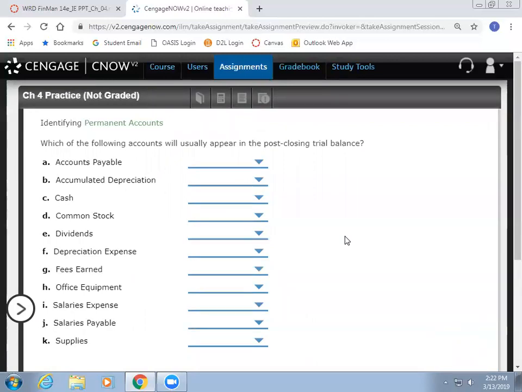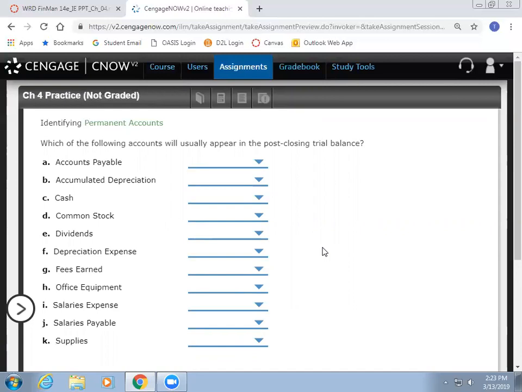Just as a reminder, temporary accounts are all revenues, all expenses, dividends. And then technically, we're going to create a new one we use only in the closing process called income summary, and it's a temporary account as well. Okay, so those are 4 types of temporary accounts. So the post-closing trial balance will only show permanent accounts.